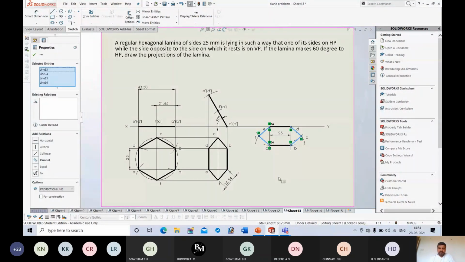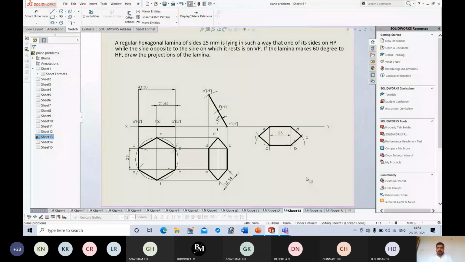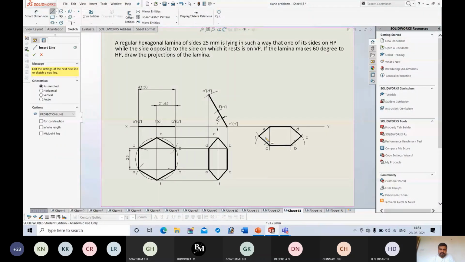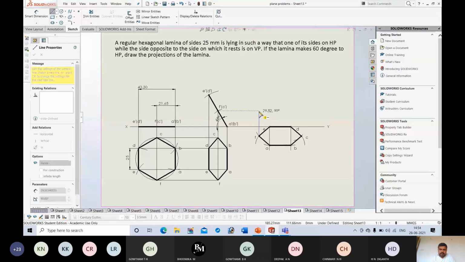Okay, next, now to get the final view, so I will project the points. Point F, so from here, point F. Next, E. Next point D. Next C. Okay, next A. So it will be on XY itself. B also it will be on XY line itself. Okay, next I will name the points.